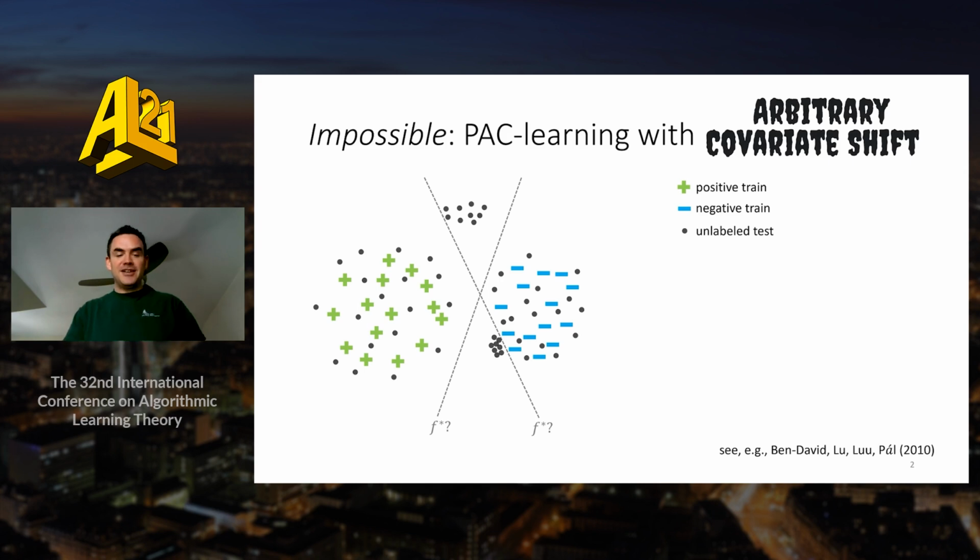So in this example here, you can see that clearly, where we're trying to classify a half space, and the half space could be either of the two dashed lines. We don't know which one, so we just can't predict on the unlabeled test examples, which are shown as black circles. And this has long been known.